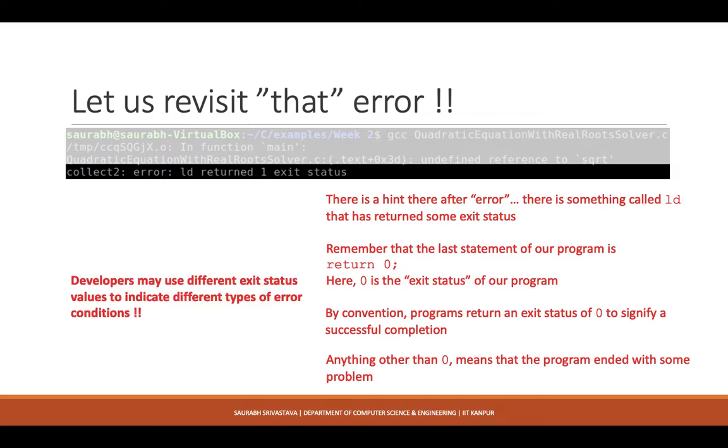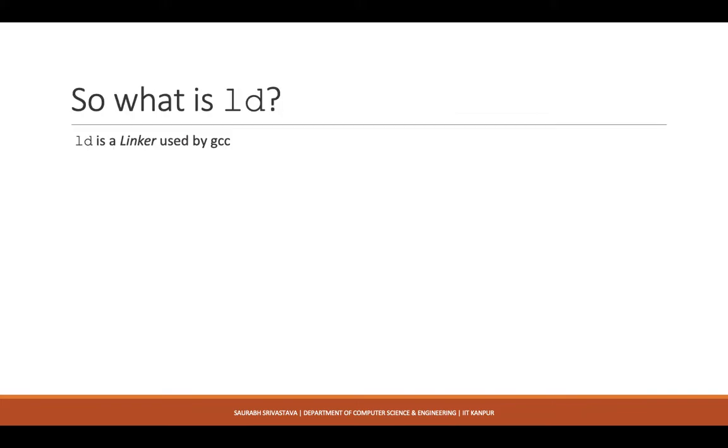What developers usually do is use this exit status value to indicate certain types of errors. You might have seen these kinds of errors in many places, where the program exited with exit code something or exit status something. The idea is that you use these exit codes to define certain types of exceptional errors, or something that should not have happened.